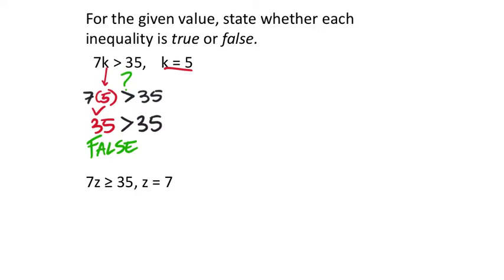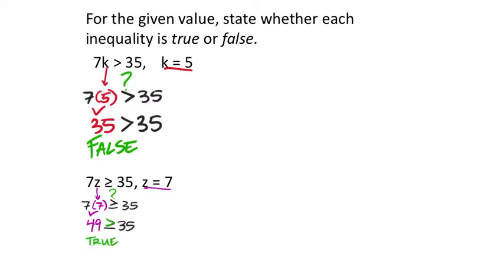All right, let's check that next one. So we're going to say now z equals 7, so I replace the z here with 7. But 7 times 7, is that greater than or equal to 35? And yeah, we can see that 7 times 7 is 49. Now 49 is greater than or equal to 35. Remember, even though 49 is not equal to 35, this one is still true because 49 actually is greater. It satisfies this greater part of it, so that makes this true.